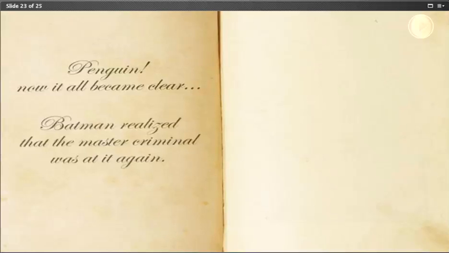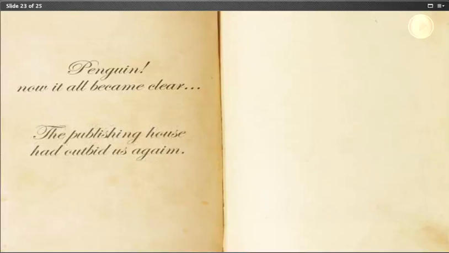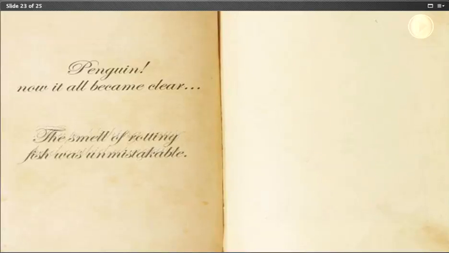"Batman realized the master criminal was at it again." So we see now penguin is actually the Batman's enemy. "The publishing house that outbid us again." Oh, hang on, it's the same text, but I've got a little different context here. Now they're talking about Penguin, the book publishing company. Or "the smell of rotting fish was unmistakable." This time, actually, we do mean penguin the bird, which is probably our first idea.